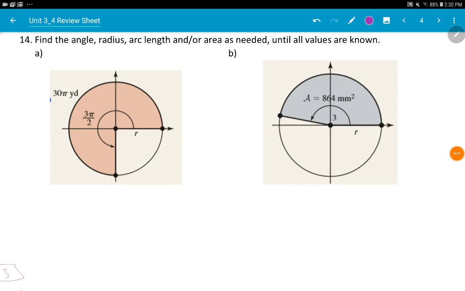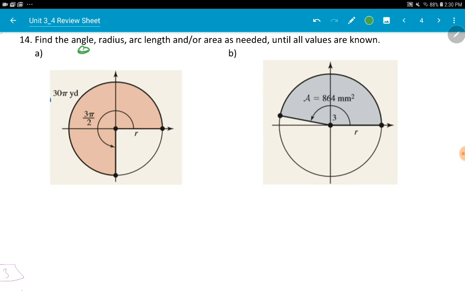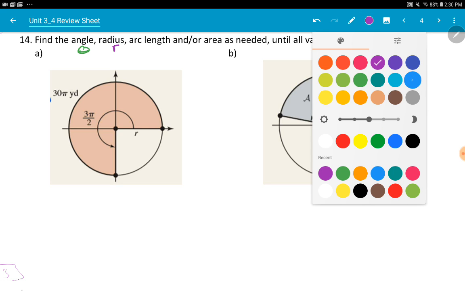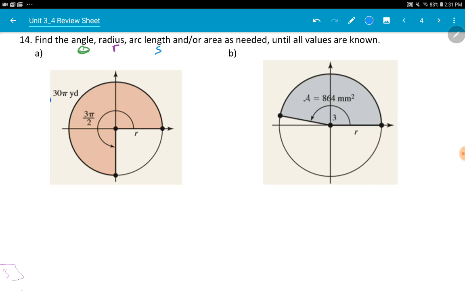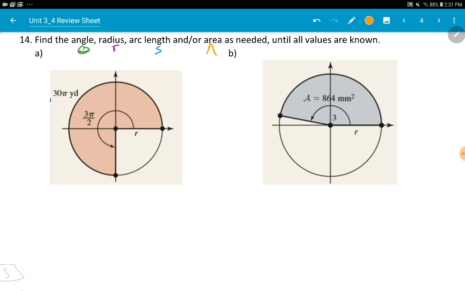In the Unit 3-4 review sheet, number 14, we have to find the angle, which we can call theta, the radius, let's call that r, arc length, let's call that S, and area, call that A, as needed until all values are known. We're given 2 of these pieces in each of these, and we need to find the other 2.